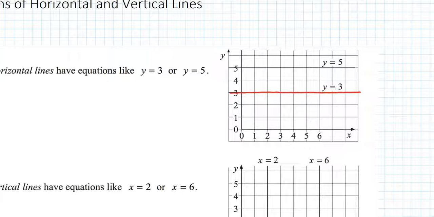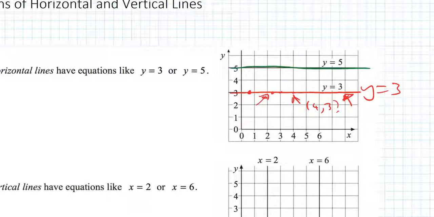And why is that? Well, because if you take any point on this line, the y coordinate is always 3. It's 3 there, it's 3 there, it's 3 there. So we can just say it's y equals 3. And in the same way, this is going to be y equals 5 because every coordinate point on that line has a y coordinate of 5. It's defined in that term.